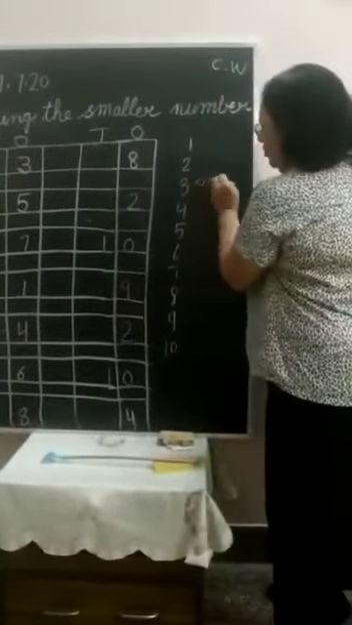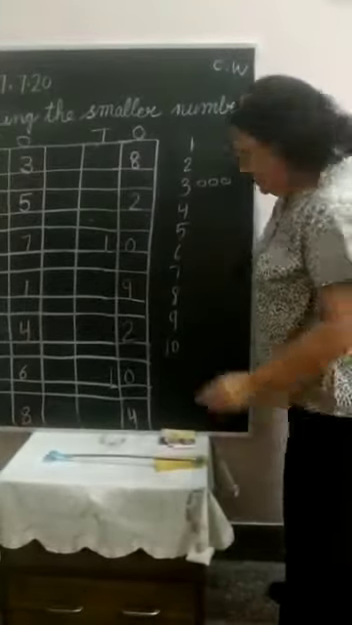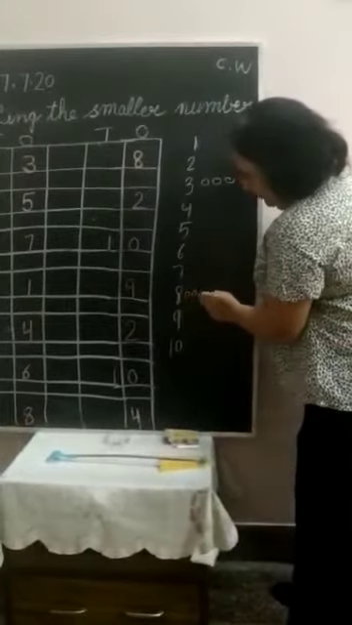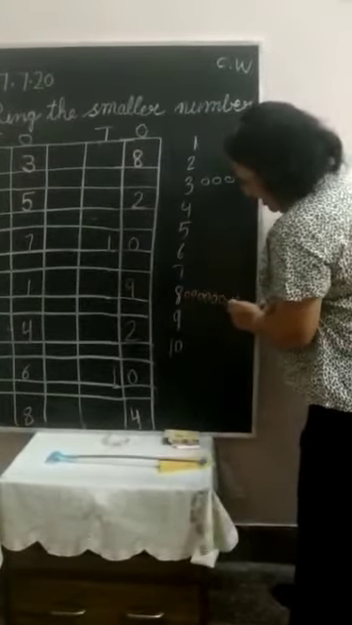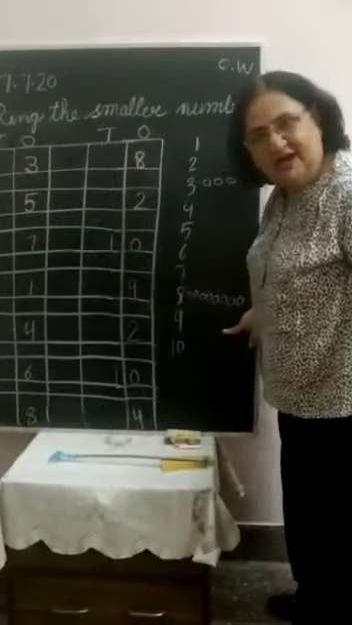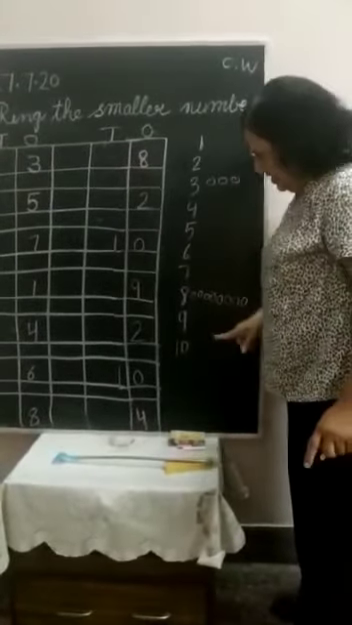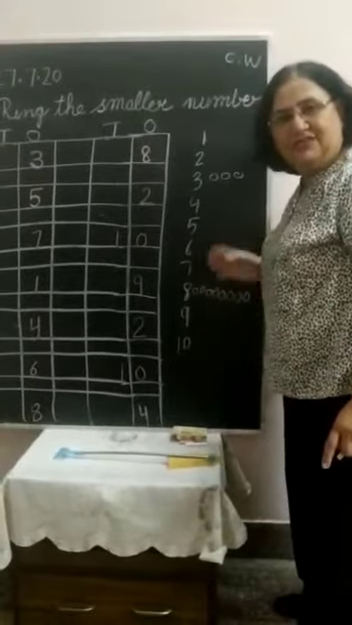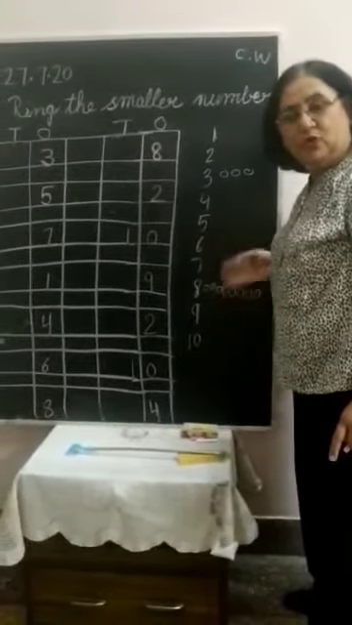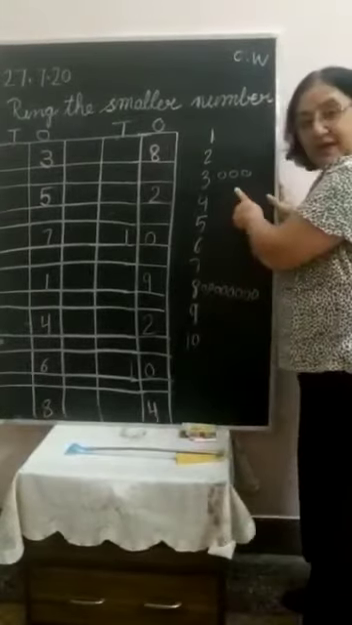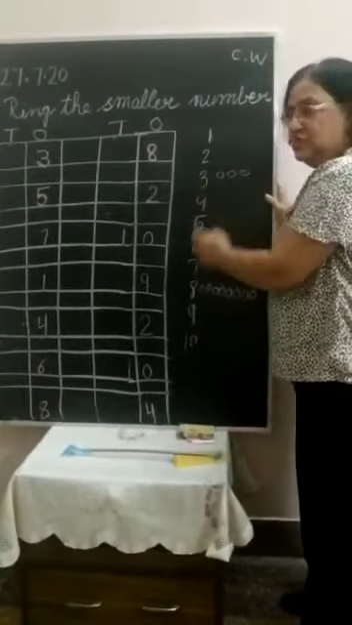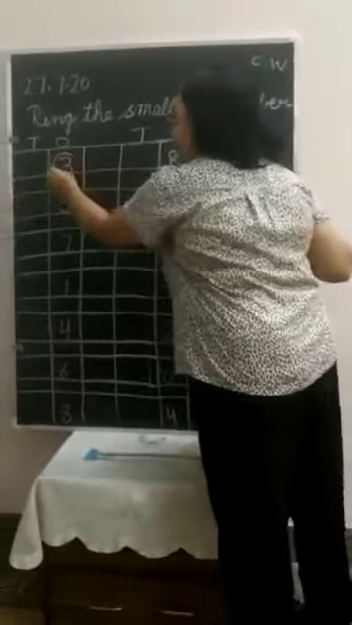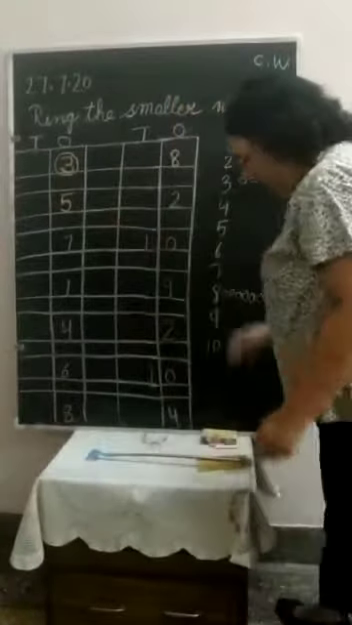Suppose 1, 2, 3. These are 3 things and these are 1, 2, 3, 4, 5, 6, 7, 8. How many things are here? 8. Here 3 things. Here 8 things. Which things are less? कौन सी चीजें कम हैं? ये वाली कम है. So, this number is smaller. We will circle the smaller number. Okay, fine.